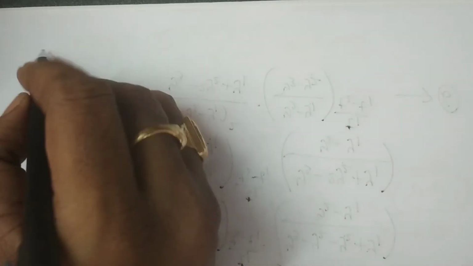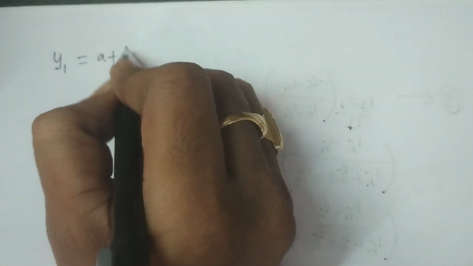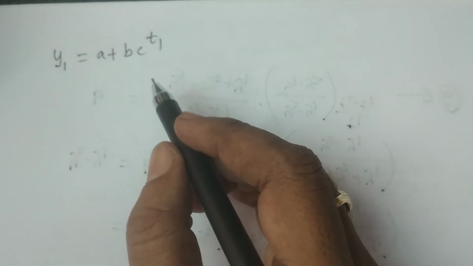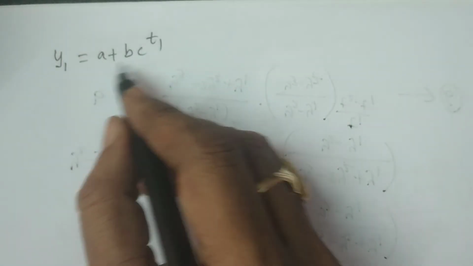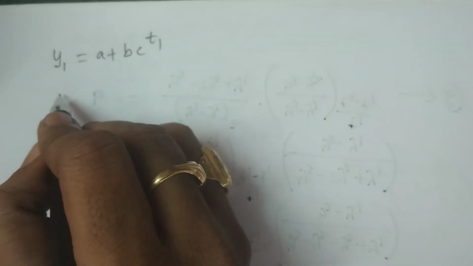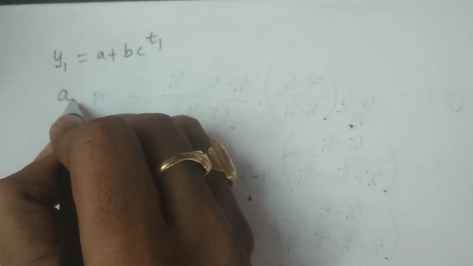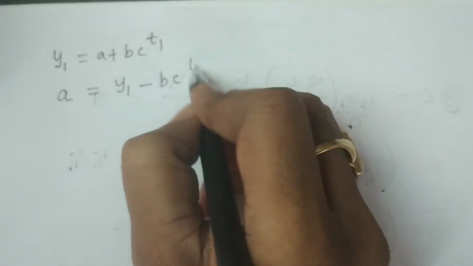Okay, so that equation I consider, I take y1 is equal to a plus b into c power t1. Do you understand? This is the value we are considering: one particular ordinate or value of yt at t1. It is nothing but y1 is equal to a plus b into c power t1, in which we have to substitute the values of b and c, so that we get the value of a. A is equal to y1 minus b into c power t1.